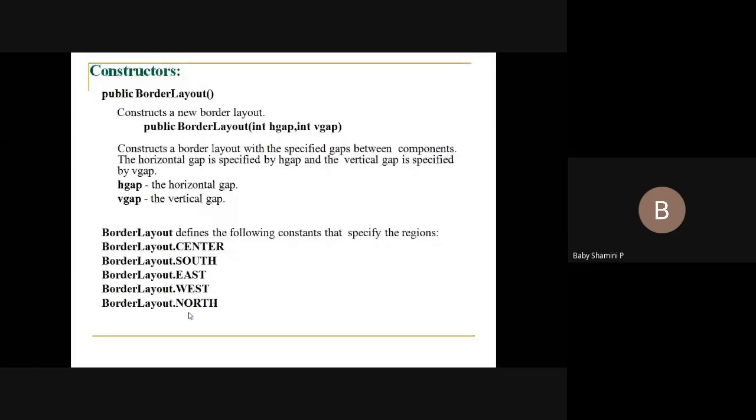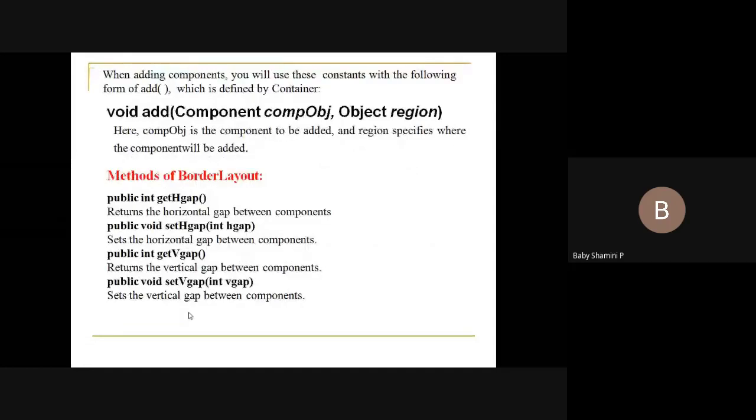And here, if you want to add components into a particular region, we have to use the method add. We have various methods in the BorderLayout class: the getHorizontalGap method, setHorizontalGap method, getVerticalGap method, and setVerticalGap method. We can set the space gap between the layers, and also we can get the spaces.